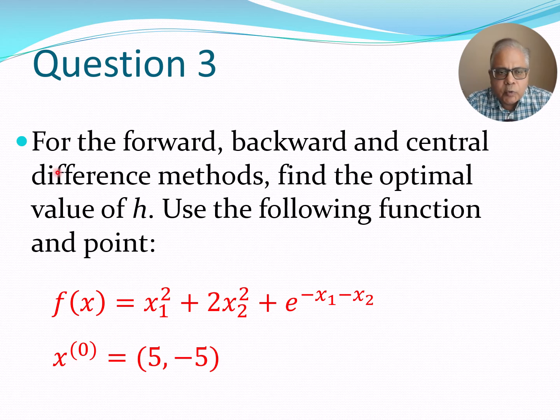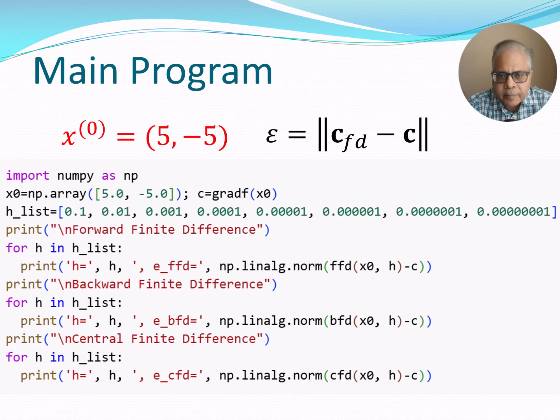Now let's turn to one more question, question number 3. That question tells us to take these three finite difference methods and find the optimal value of h for the same problem, that is f of x is x1 squared plus 2x2 squared plus e to the power minus x1 minus x2, and the same point 5, minus 5. So let's check out this problem.